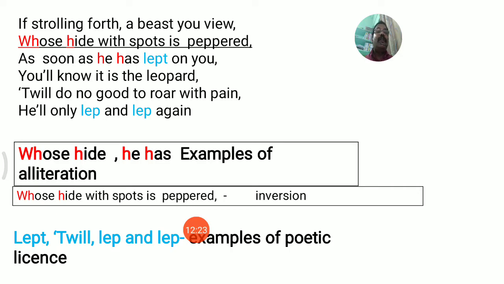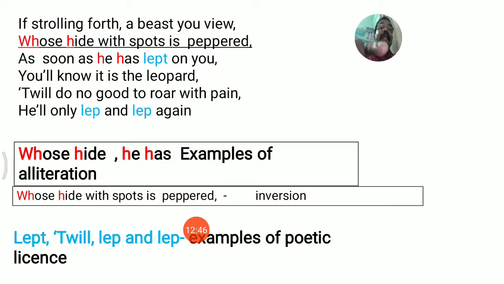Similarly, you'll find a lot of poetic license in the form of "leapt." Instead of L-E-A-P-T, "leaped," the poet has used "leapt" because it should rhyme with the leopard, leapt and leopard. Similarly, "twill do no good." That starts with T. So there the poet has used the poetic license.